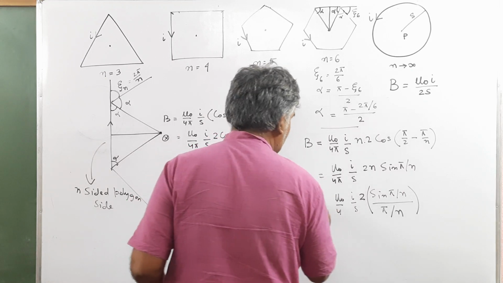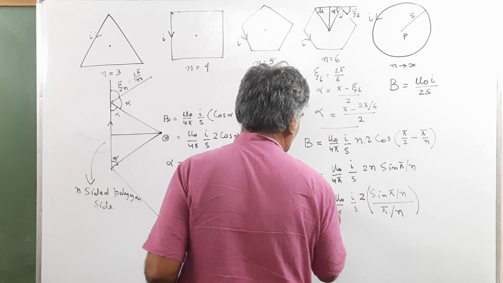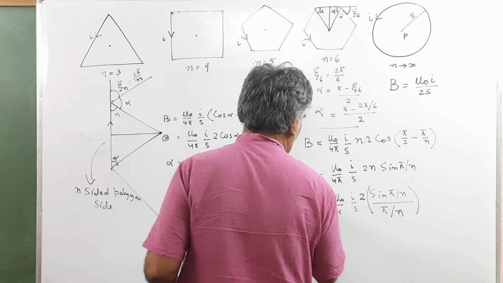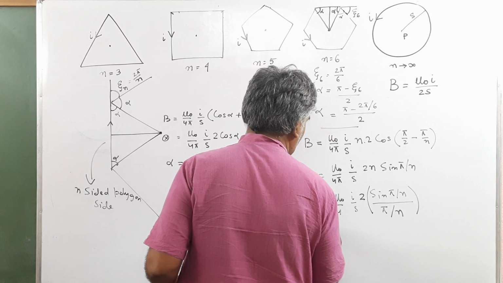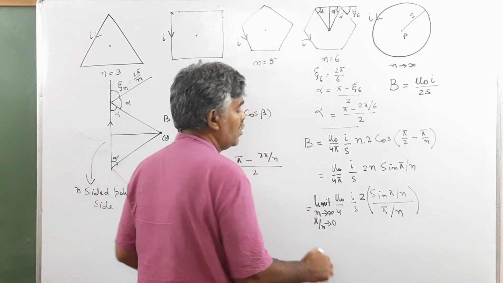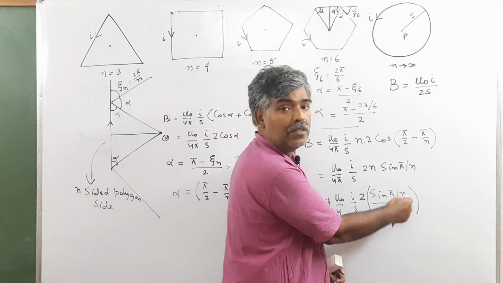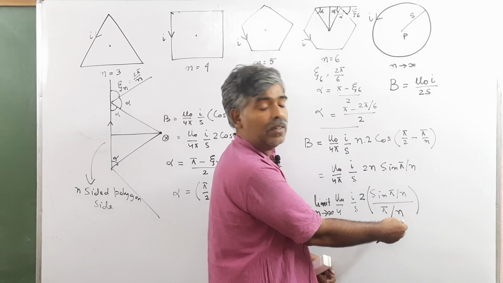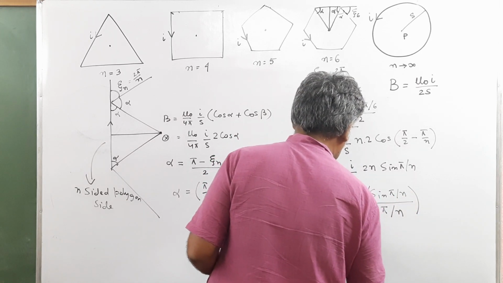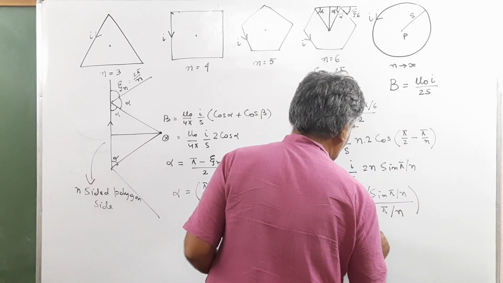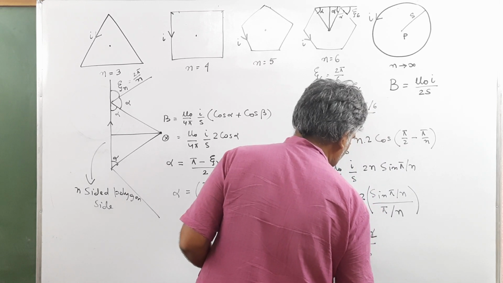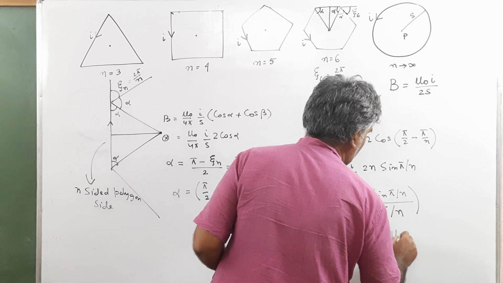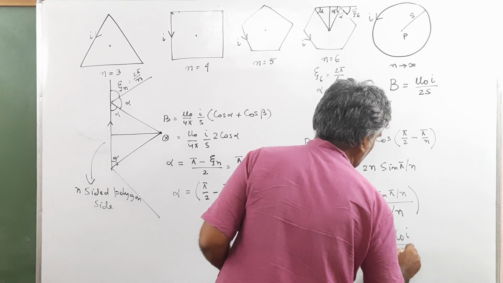So if limit n tends to infinity, then pi over n tends to 0, right. So that means sin 0 by 0 form. So that is 1, correct. So that is mu 0 I 2 by 4s. This gets cancelled, it is 2. So it is mu 0 I by 2s.